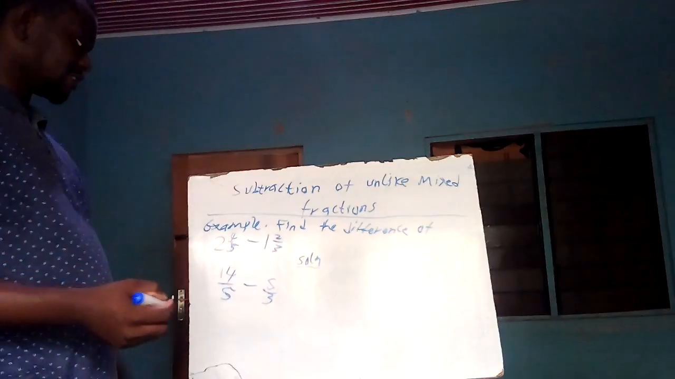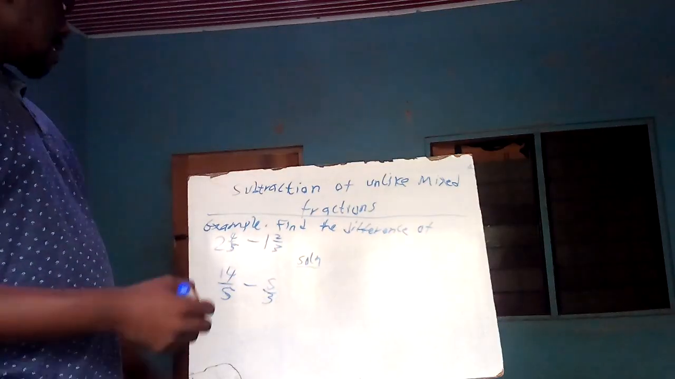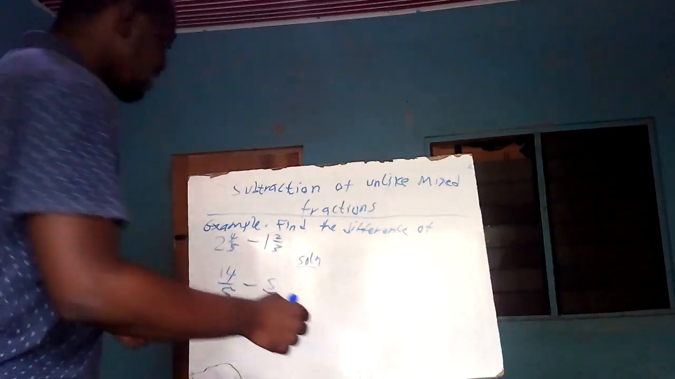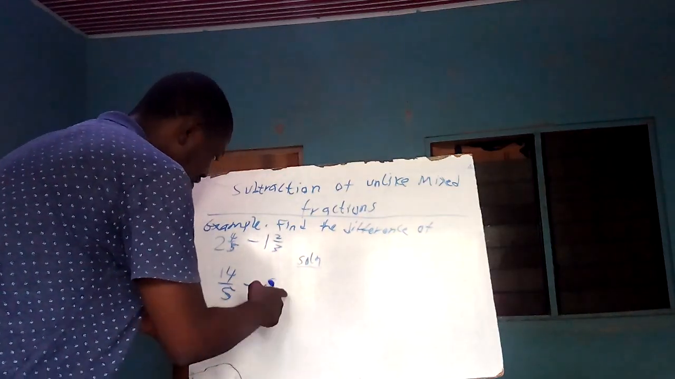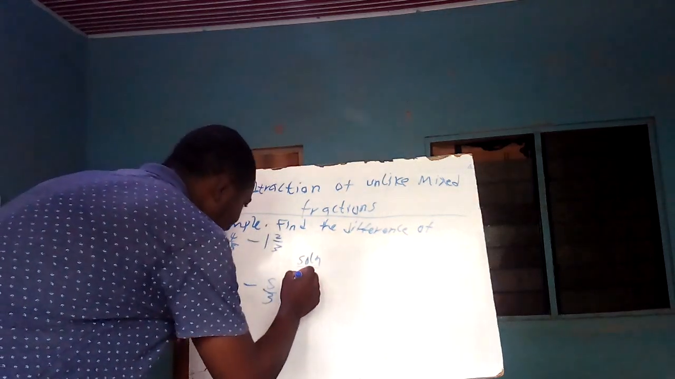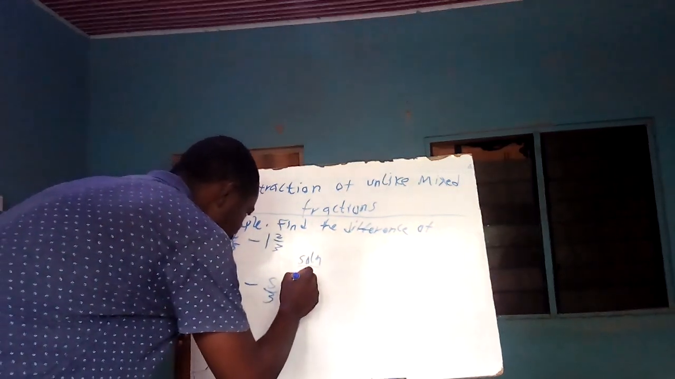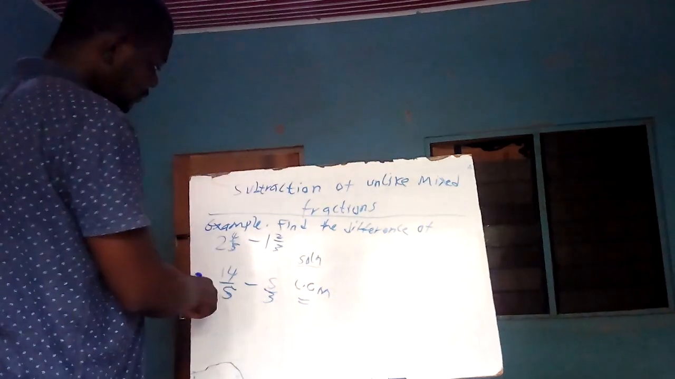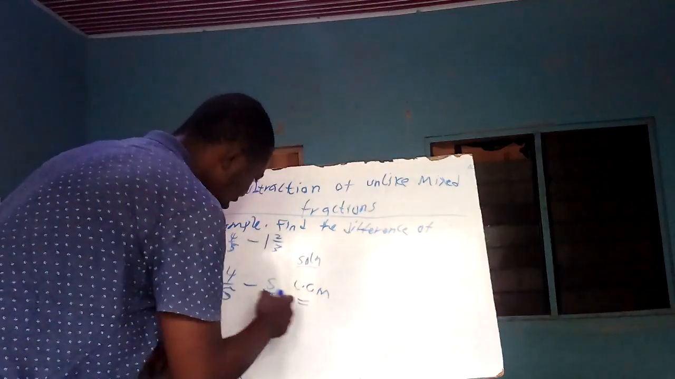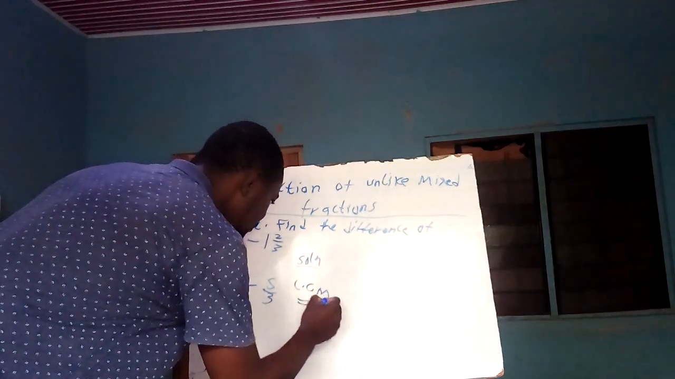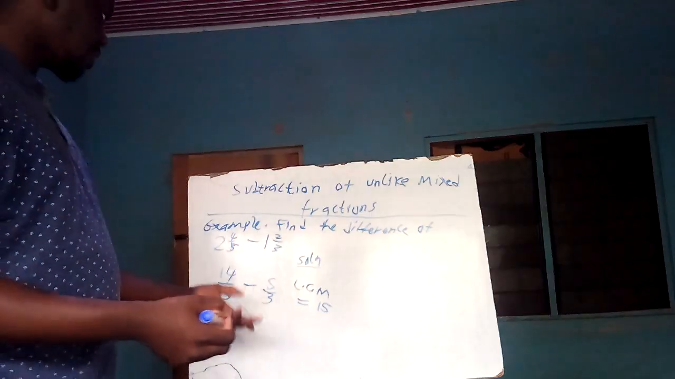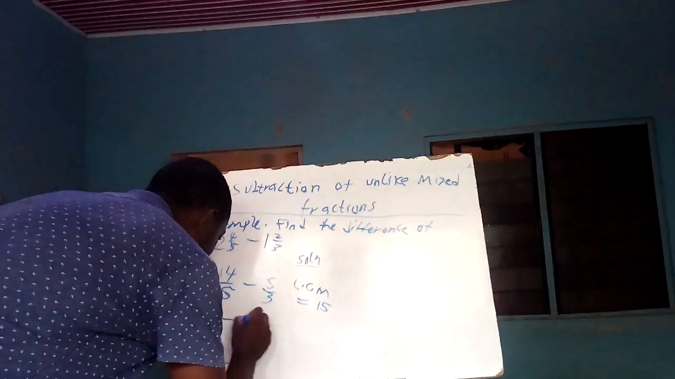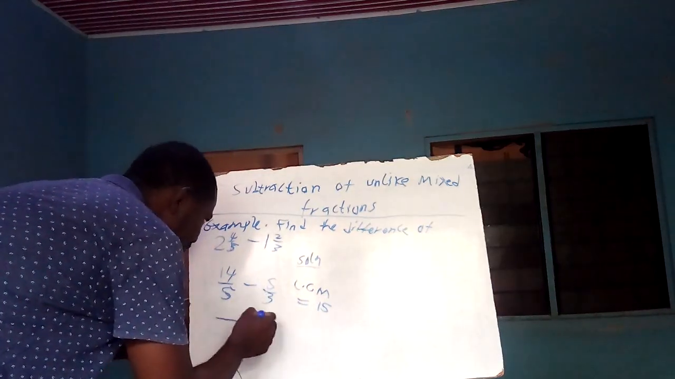Now we've got our improper fractions. If you get something like this, what you have to do is find the LCM of the denominators, which are 5 and 3. The LCM of 5 and 3 is equal to 15. The lowest common multiple is 15. So therefore, we bring the long bar, the LCM 15.